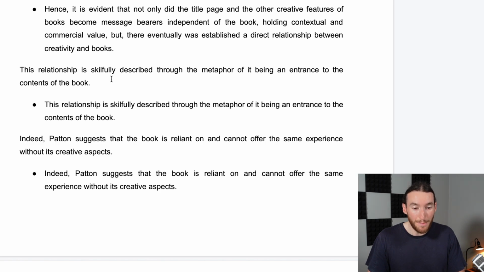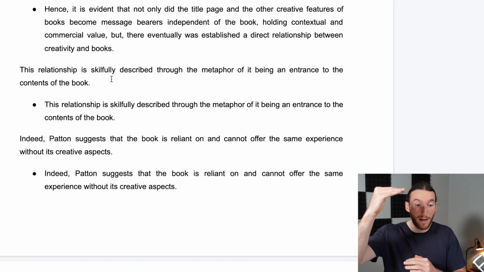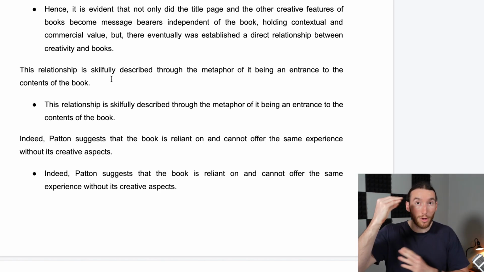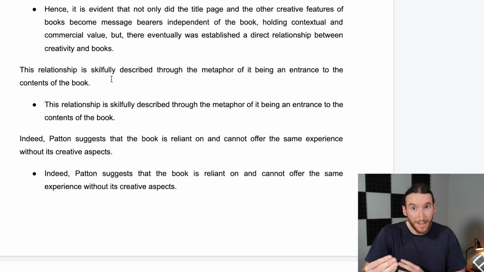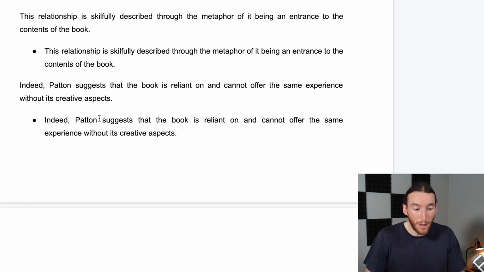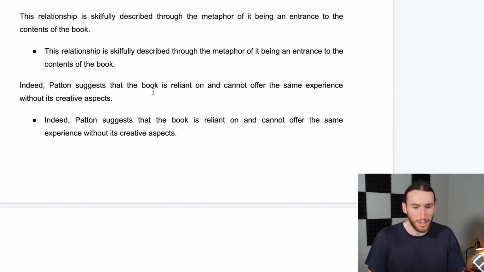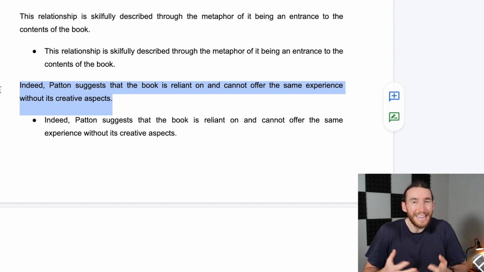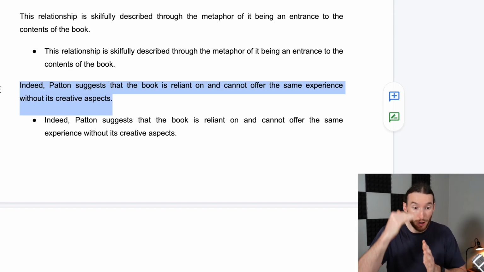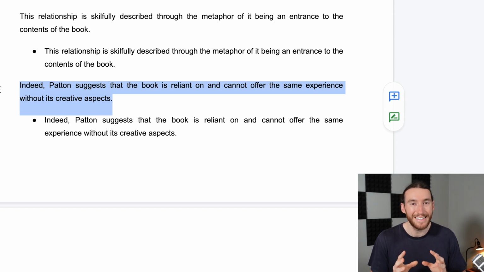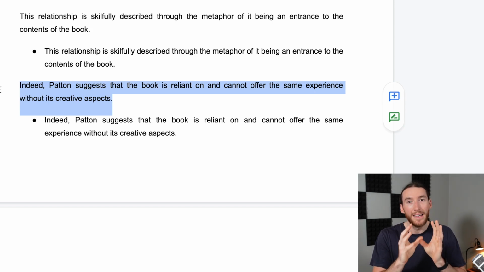But then if you see below, remember the other one didn't get 1, you would get 4 out of 5 so far if you included the one that I added in with the accumulation. But then if you see down here, I would have given 1 more point for that link sentence. This was their other link sentence. See, they have like multiple link sentences. Indeed, Patton suggests that the book is relying on and cannot offer the same experience without its creative aspects. I mean, yes, some of these ideas are all great, a little bit repetitive at times. That's because you're doing it so much. There's just too many sentences that have pure concept and no evidence.